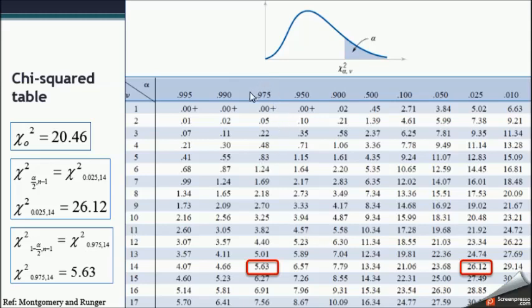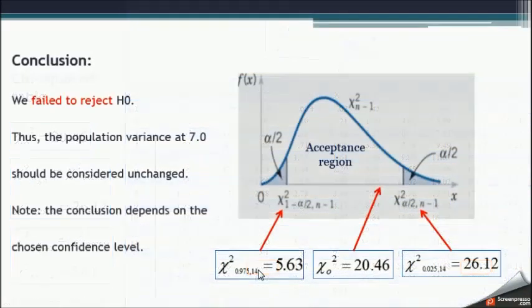So if the area under the curve to the right of the left critical point of chi square is 0.975, we are going to find the intersection with 14, which is the degrees of freedom. We will find that this value is 5.63. So now this is the left critical point, which is 5.63 as we found from the table. This is the right critical point, which is 26.12, which we found from the chi square table.